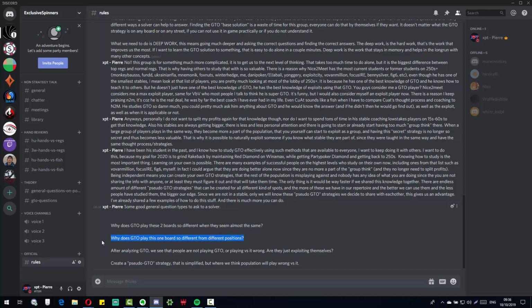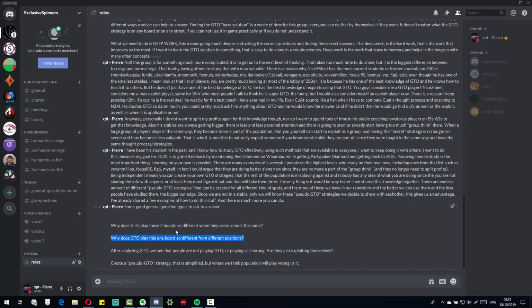Another one: why does GTO play this one board so differently from different positions? So maybe you could look at king 2-3. Why does GTO play it so differently, small blind versus big blind, in a limped pot and in a raised pot? I mean, it's really different again. Why is it? Another interesting question. Again, I know the answer, but if you want to look into that, that's way more interesting.